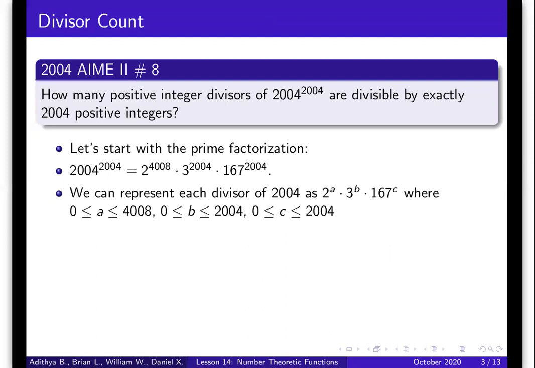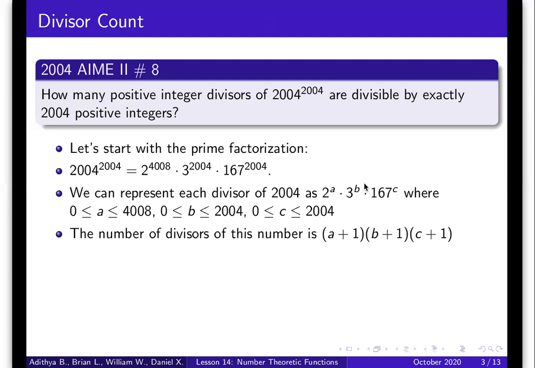Does anyone have any questions so far? Well, with this basic setup, we can now say that this divisor has (a plus 1) times (b plus 1) times (c plus 1) divisors. And so we need (a plus 1) times (b plus 1) times (c plus 1) to be 2004 per the problem conditions.